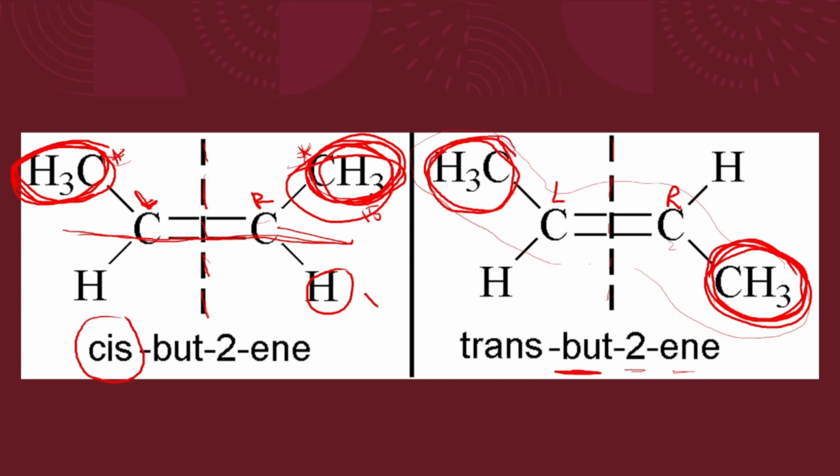So now those two groups with the higher molecular weights, are they on the same side of the double bond? Draw that axis. Are they on the same side of the double bond, or are they on different sides? This one is up, above the axis, and this other one is below the axis. So if they are in different directions, this compound is trans.